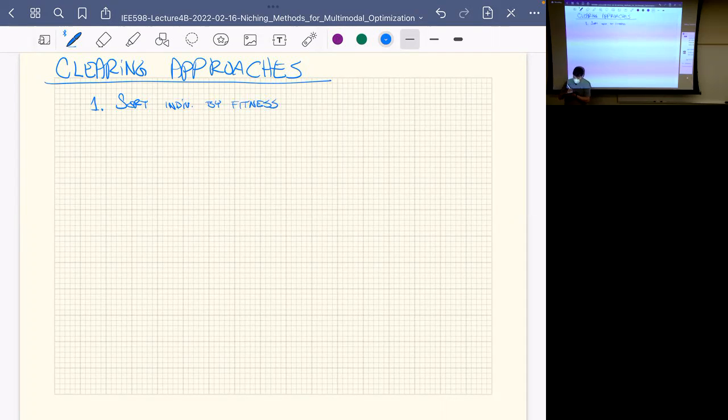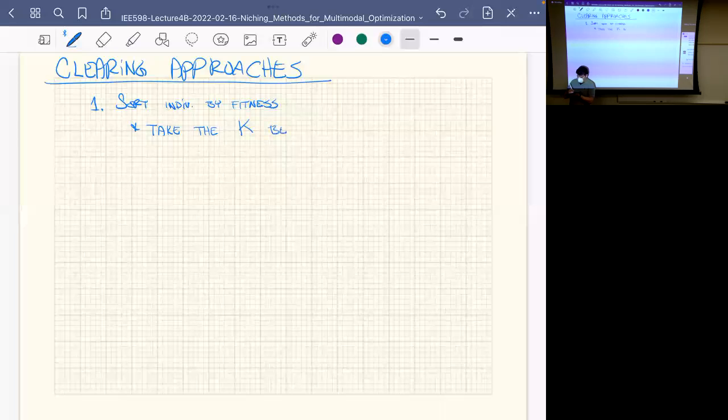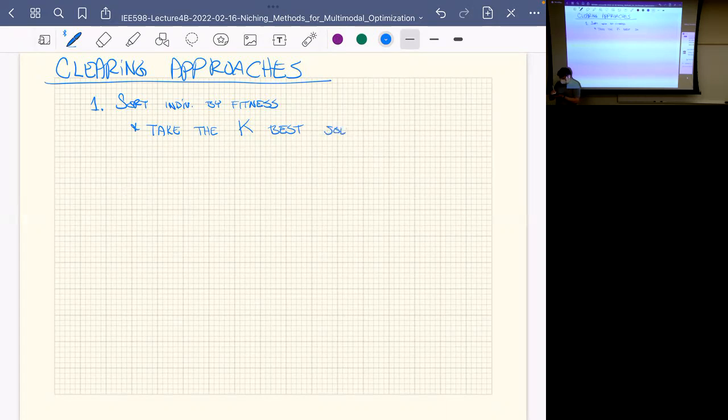And then take the K best solutions. Again, K is another hyperparameter. So those end up being our elites. Now we're going to look at all those elites, see who's around them, and then get rid of all their fitness.